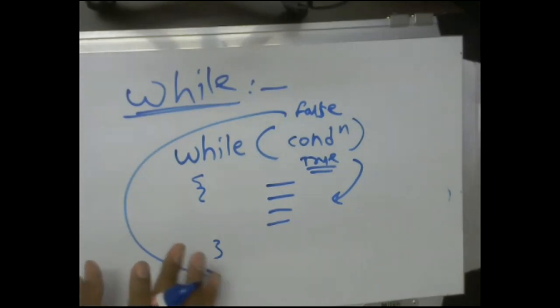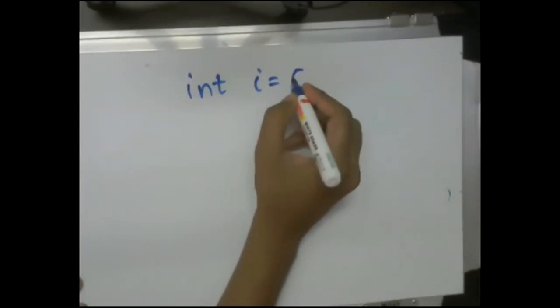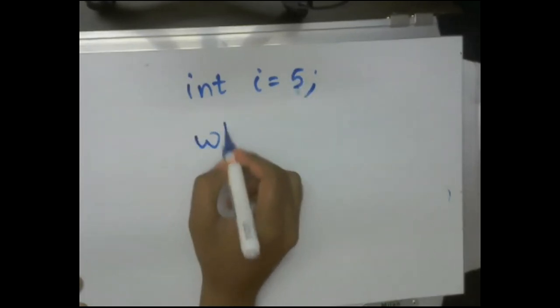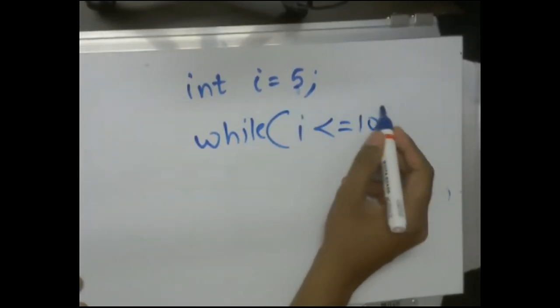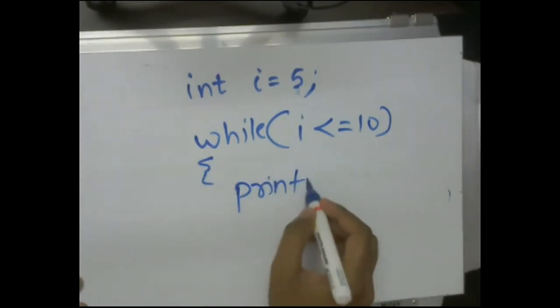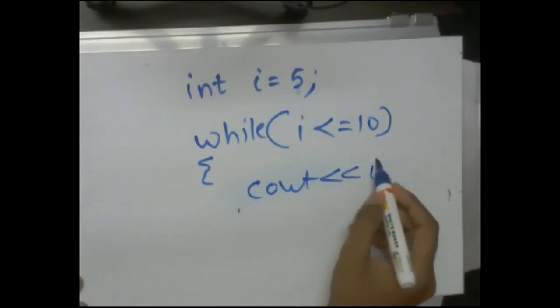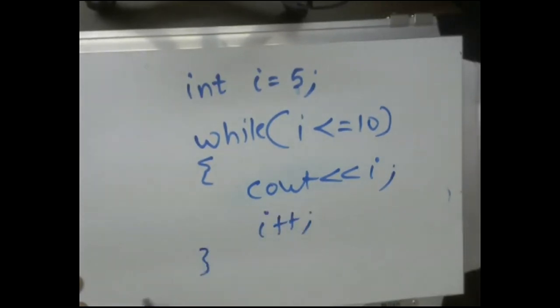Okay, very simple execution of the while loop. Let me write one program here. For example, there is one variable I equal to 5, and I am putting the condition while I less than or equal to 10, in brackets, and I'm printing, not printf, cout I, and here I plus plus. So what is the output of this program?